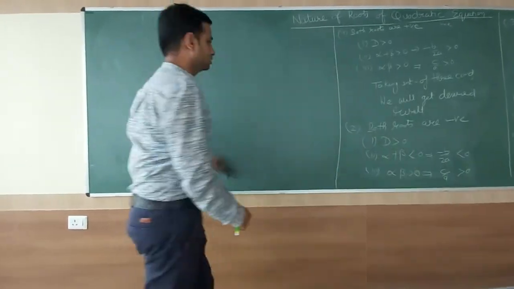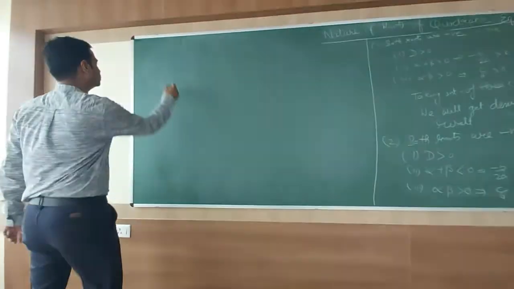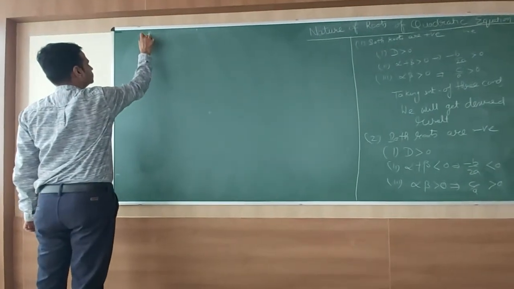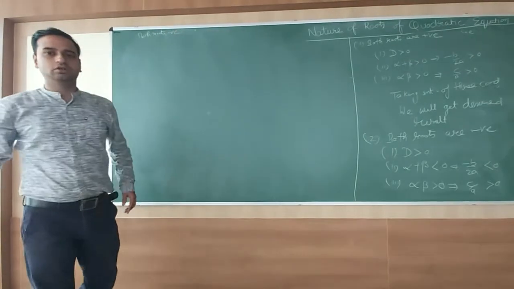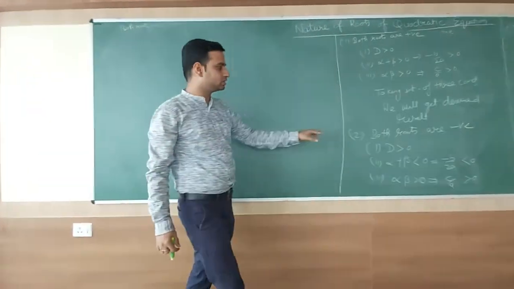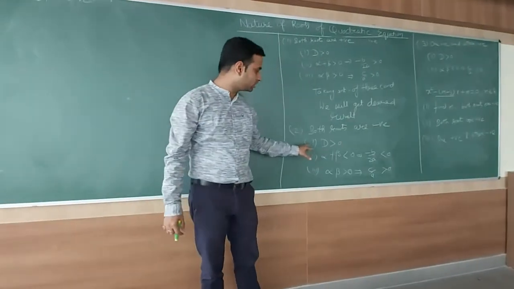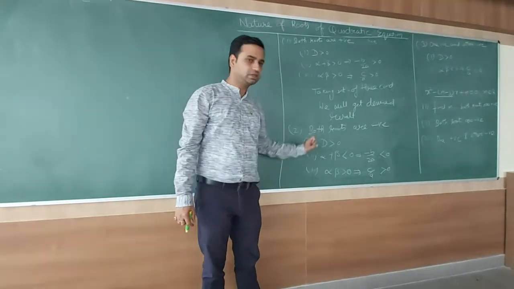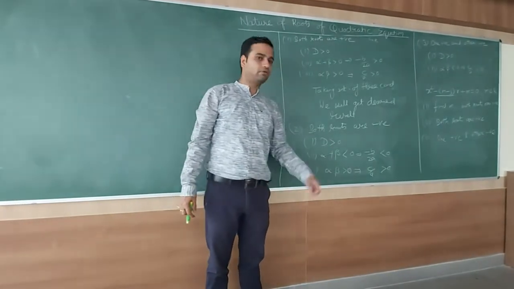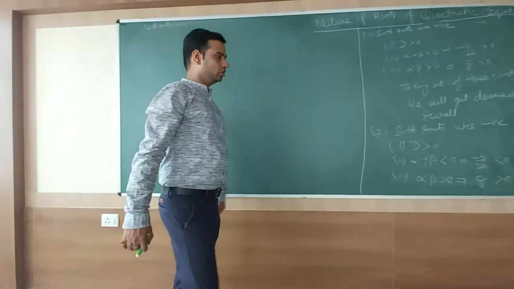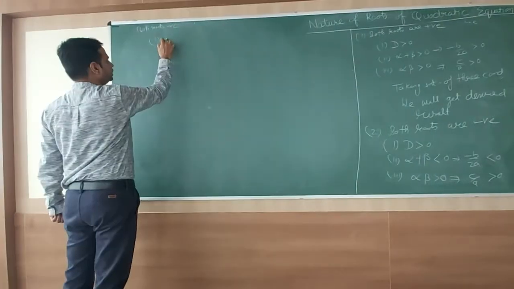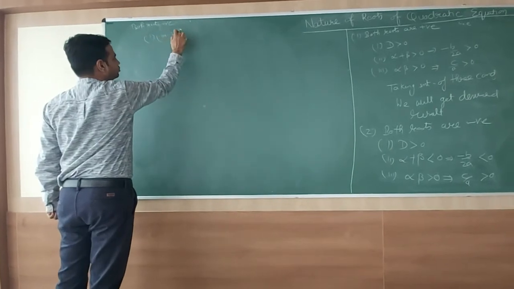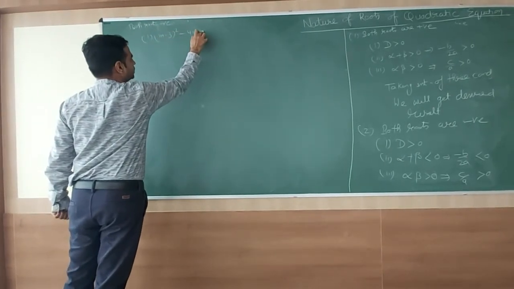Now for the second question, both roots negative. So again, going for the conditions, both roots are negative. First one is D greater than 0, second one is alpha plus beta less than 0, third one is alpha beta greater than 0. So applying these conditions to the question, D greater than 0, it is again (m minus 3) whole square minus 4m greater than 0.